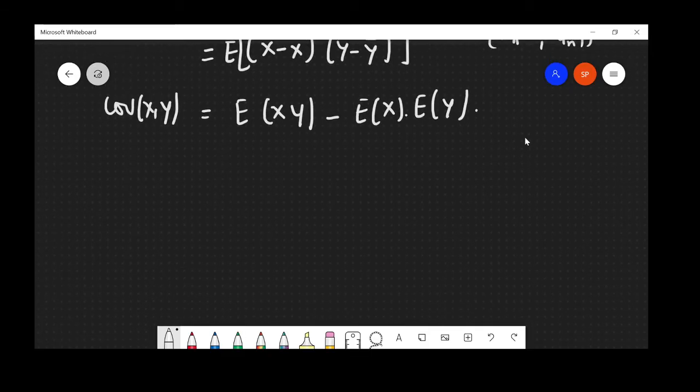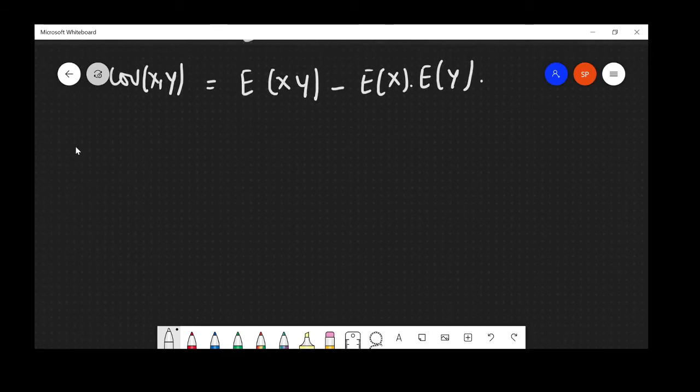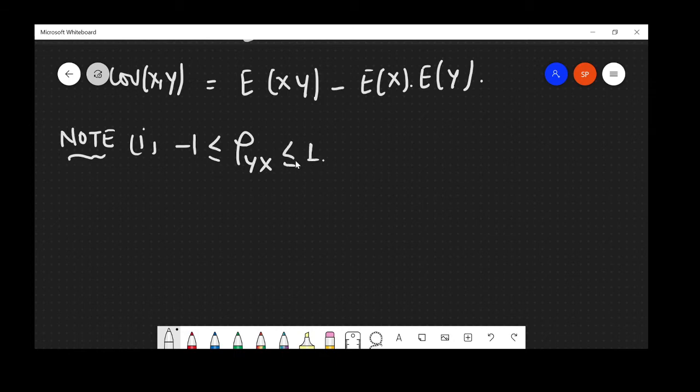Now some notes on the correlation coefficient. The first note is that the correlation coefficient always lies between -1 and 1. The second is that the direction and strength are the same, that's why we can write rho of xy is equal to rho of yx.